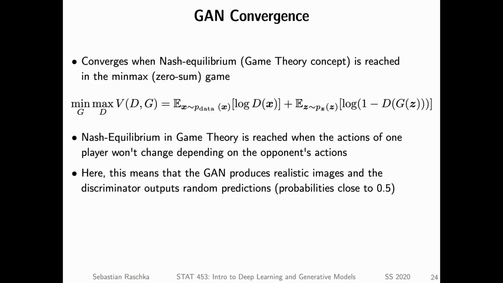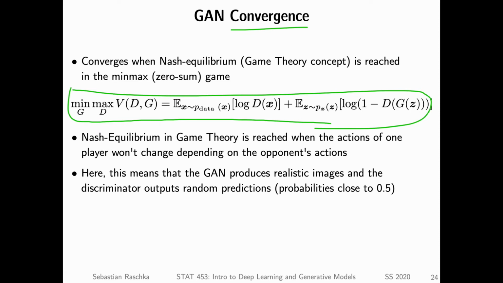We can come back to the original question: when does the GAN converge? We have this min-max or zero-sum game setting that we discussed in the previous slides. It converges when it reaches the so-called Nash equilibrium, which is a term from game theory. In general terms, the Nash equilibrium is reached when the actions of one player won't change depending on the opponent's actions. So we have a system with two players competing against each other, and both are happy with the current outcome in a way. No player wants to change their strategy because it's currently in this optimal state.